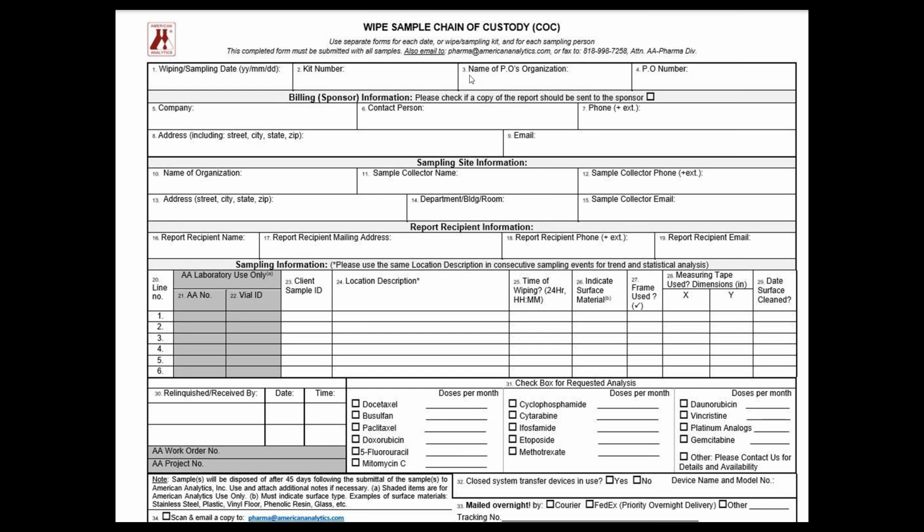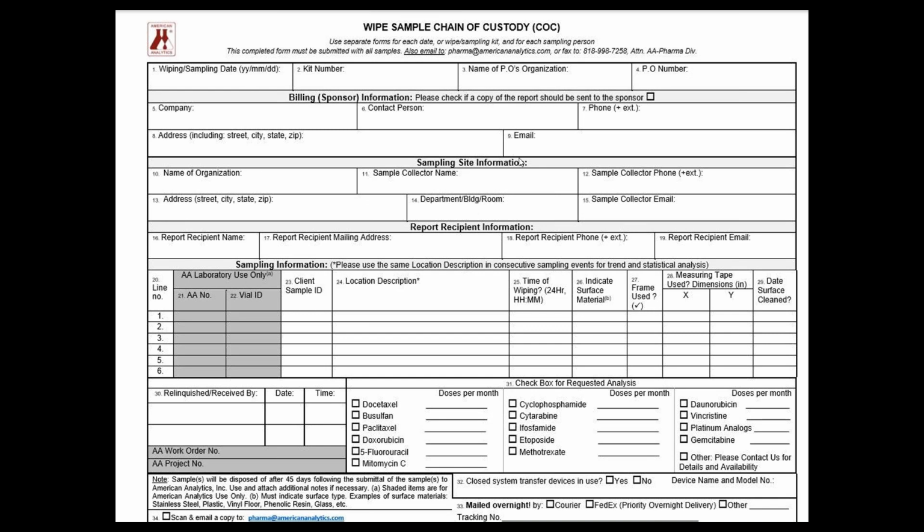The next data field 3 is name of PO's organization, and that also relates to data field 4, the PO number. If you have a purchase order number for the budget or for the cost of this wipe sampling event, we ask that you put that PO number here and then the name of the organization that created that purchase order. That's what goes in these 2 boxes.